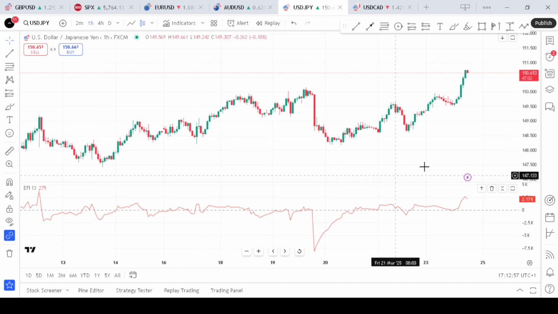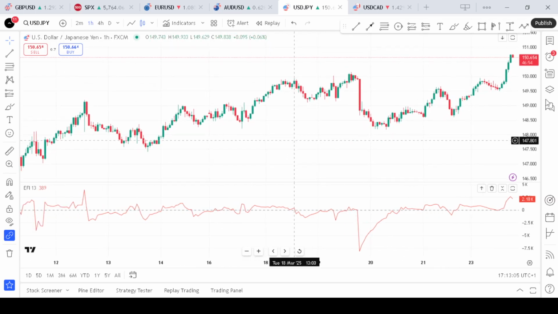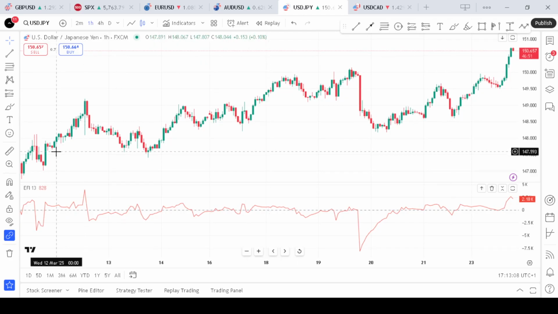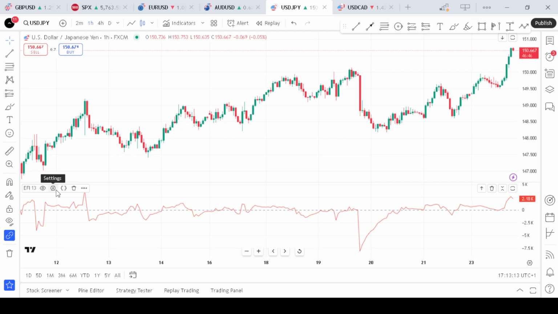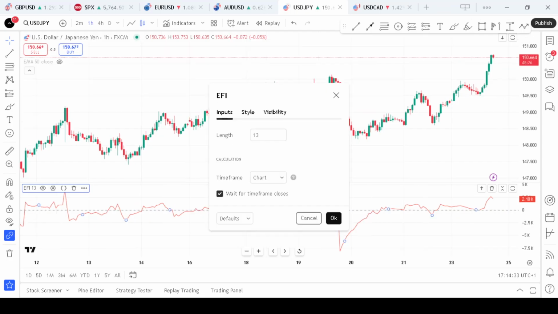Now let's see how we can trade using the Elder Force Index indicator. I will explain our trading strategy using this indicator. We begin by setting up the Elder Force Index on your chart with a 13 period EMA for smoothing. Checking the settings, as you can see, it is already set at a length of 13 period EMA for smoothing. So this is the setting for your Elder Force indicator.